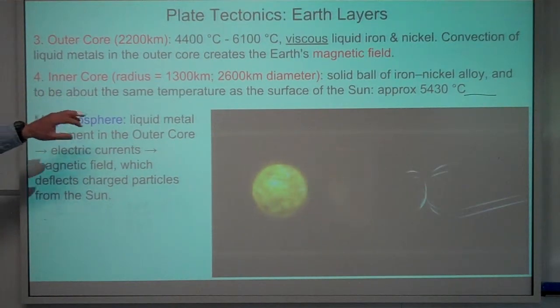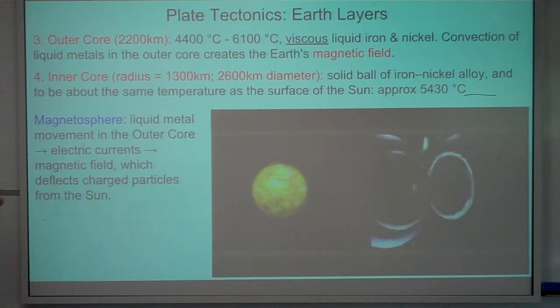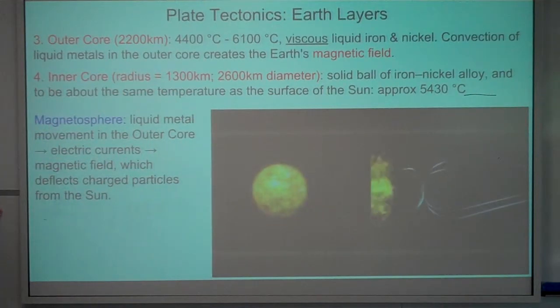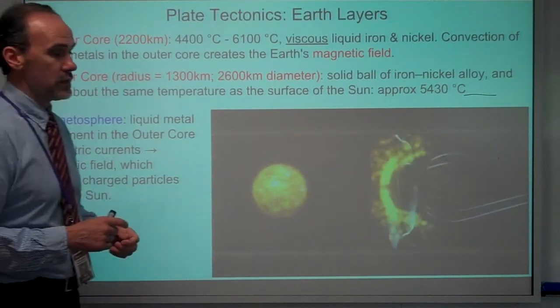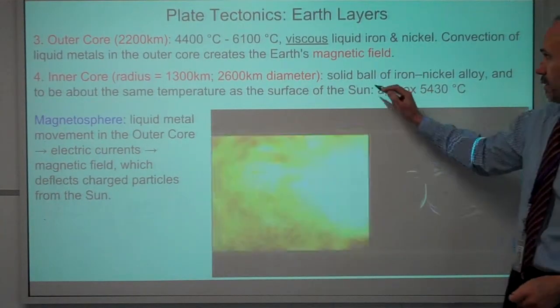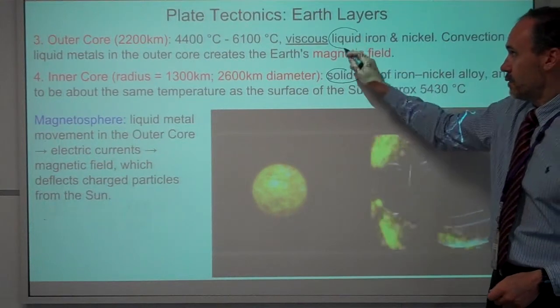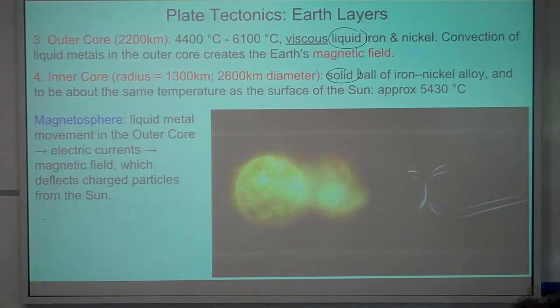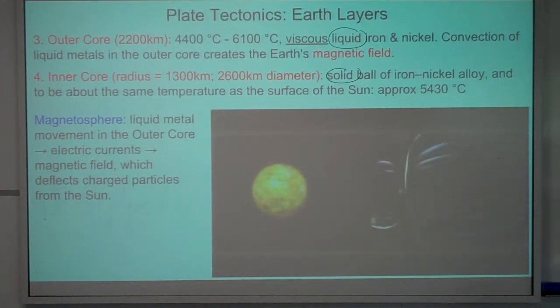The inner core is the centre of the onion, if you like. As a ball, it's about 2,600 kilometres in diameter. It's a solid iron ball, iron nickel alloy, and it's about the same temperature as the surface of the sun, about 5,000 degrees, 6,000 degrees, give or take. This is the difference. This is solid, this is liquid. Highlight those differences. Because this is liquid, and because there are convection currents, you get an electromagnetic field. And that is what is keeping us safe.